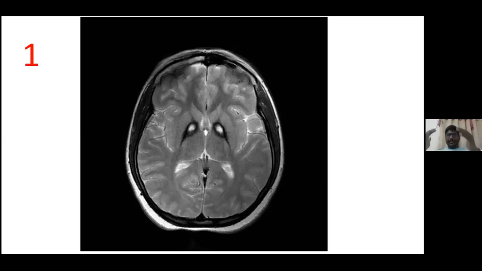So the CSF will appear dark. When compared to T2 and FLAIR, the only difference is that in T2 the CSF is white and in FLAIR the CSF is dark. Next is diffusion weighted imaging. Another is the ADC, that is apparent diffusion coefficient. Again, diffusion weighted imaging is nothing but we are able to see the diffusion restriction.